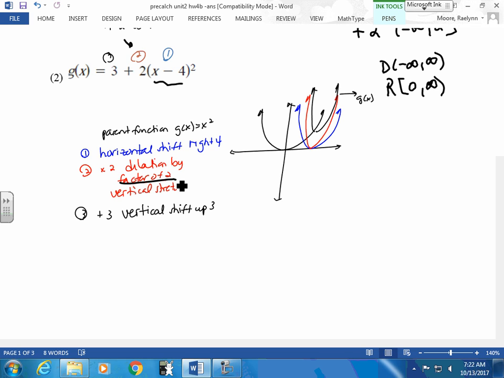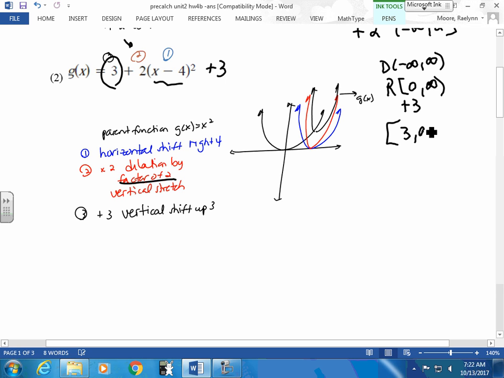I shifted it and then I pulled it up. Now I come out here, and if it's better for you, you can put it over here. There's my vertical shift up 3 units. Does that have any effect on my domain? My range? Yes. So I'm just going to take my range, I'm going to move it up 3 units. So here's my new range.